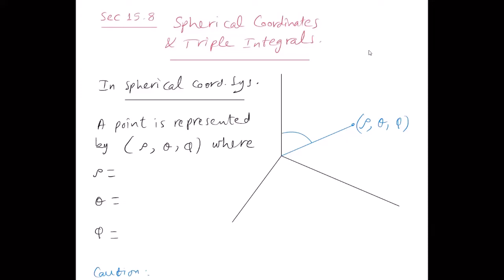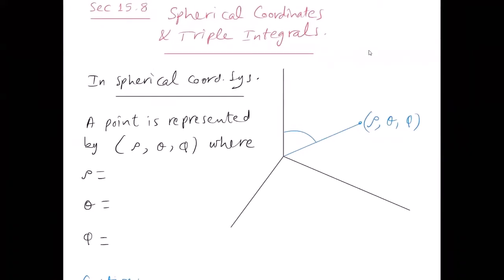Bismillah. Let's begin with section 15.8, spherical coordinate system and triple integrals. We have a new method to represent points in space. We have a new coordinate system, which makes our life easier with special surfaces and bodies in space, especially for solids and surfaces symmetric about the origin, like, for example, cones and spheres. Their representation in this coordinate system will be easier. Instead of complicated square roots and stuff, it will be easy.